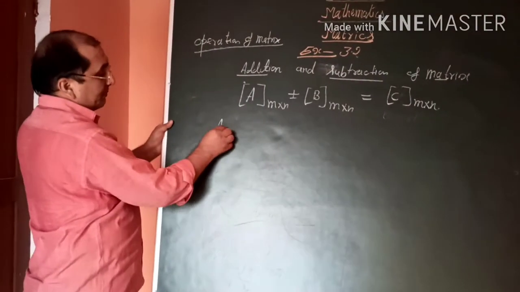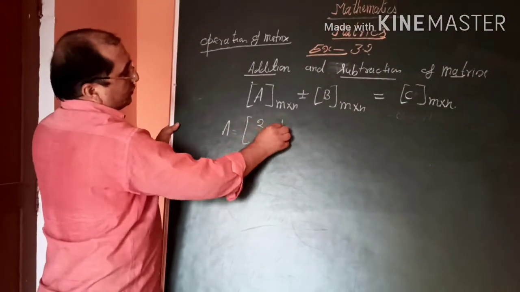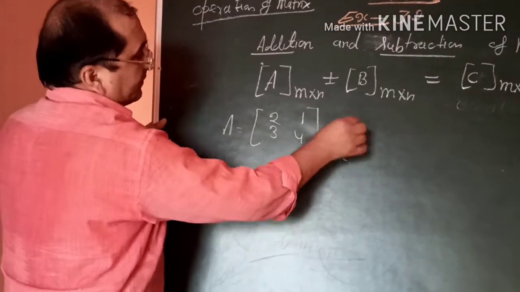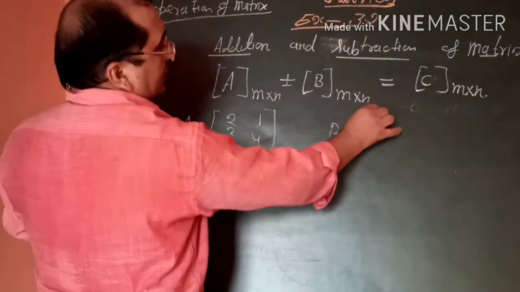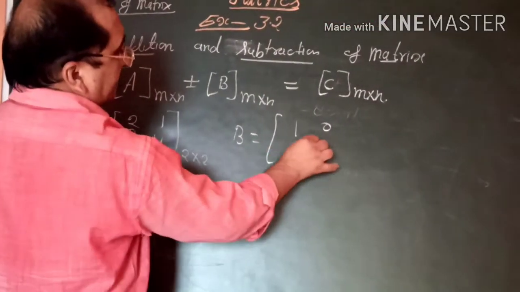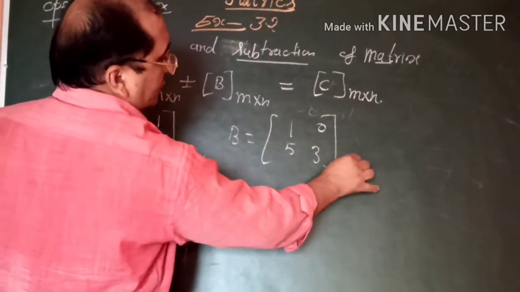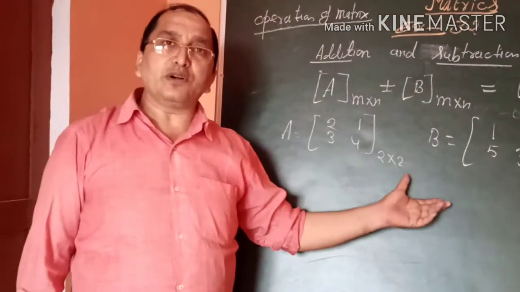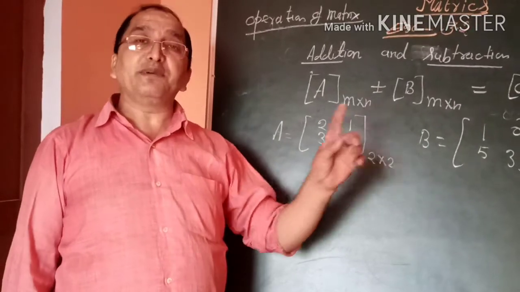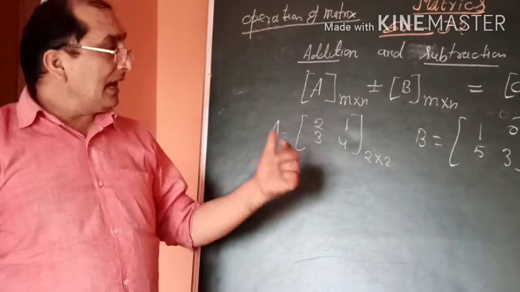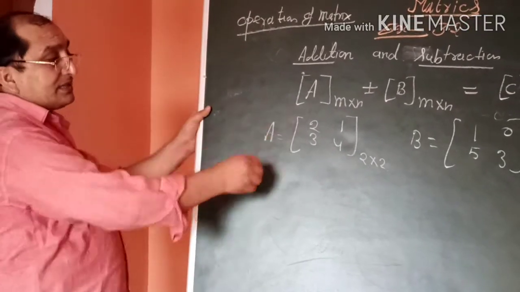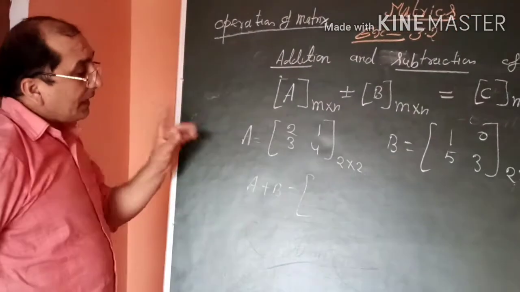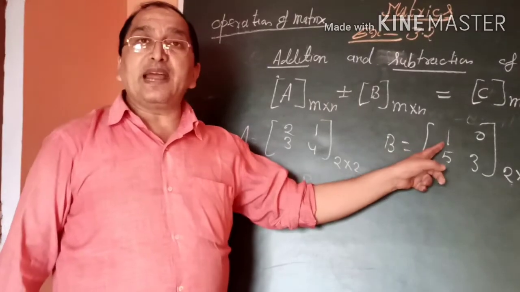Suppose we have a matrix A, 2 1 3 4, whose order is 2 cross 2, and B is another matrix, 1 0 5 3, whose order is also 2 cross 2. Because A and B have the same order, the addition or subtraction of both matrices is possible, and we can add them, A plus B. Only corresponding elements may be added or subtracted.